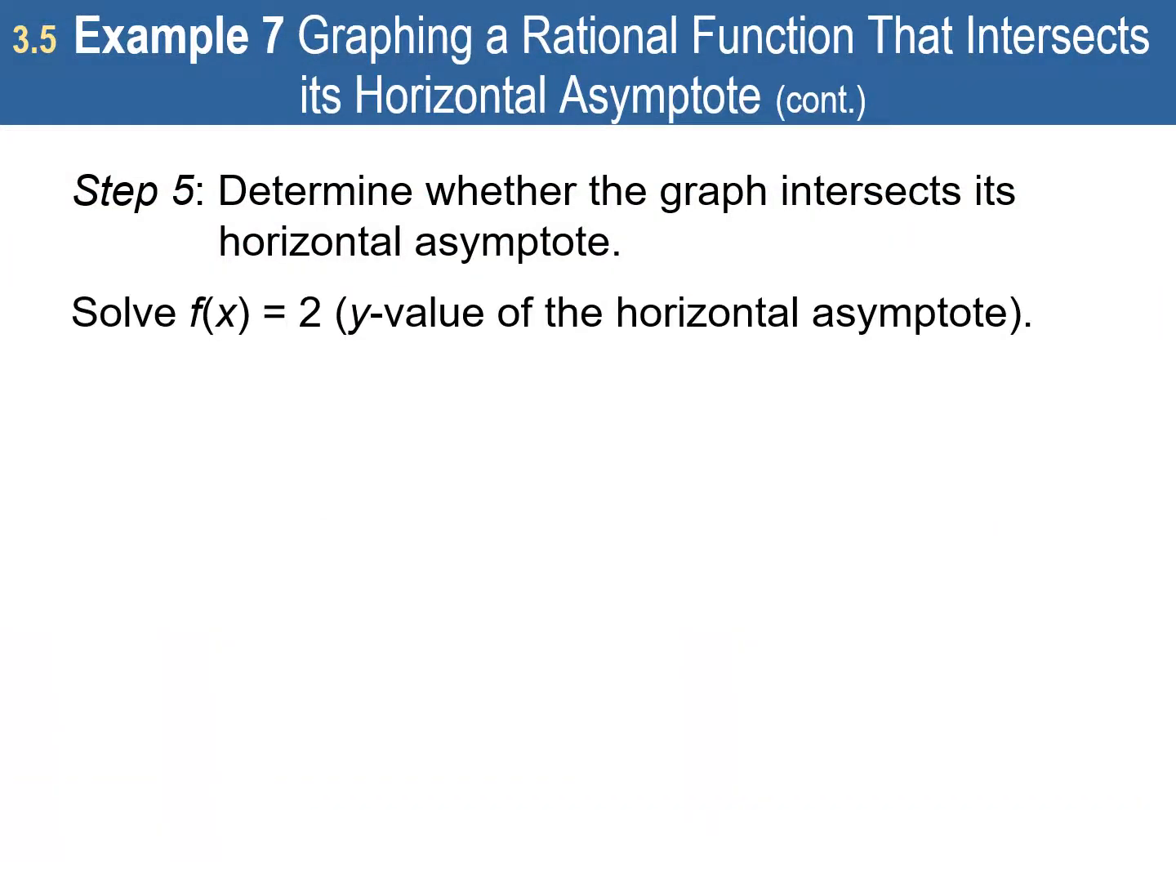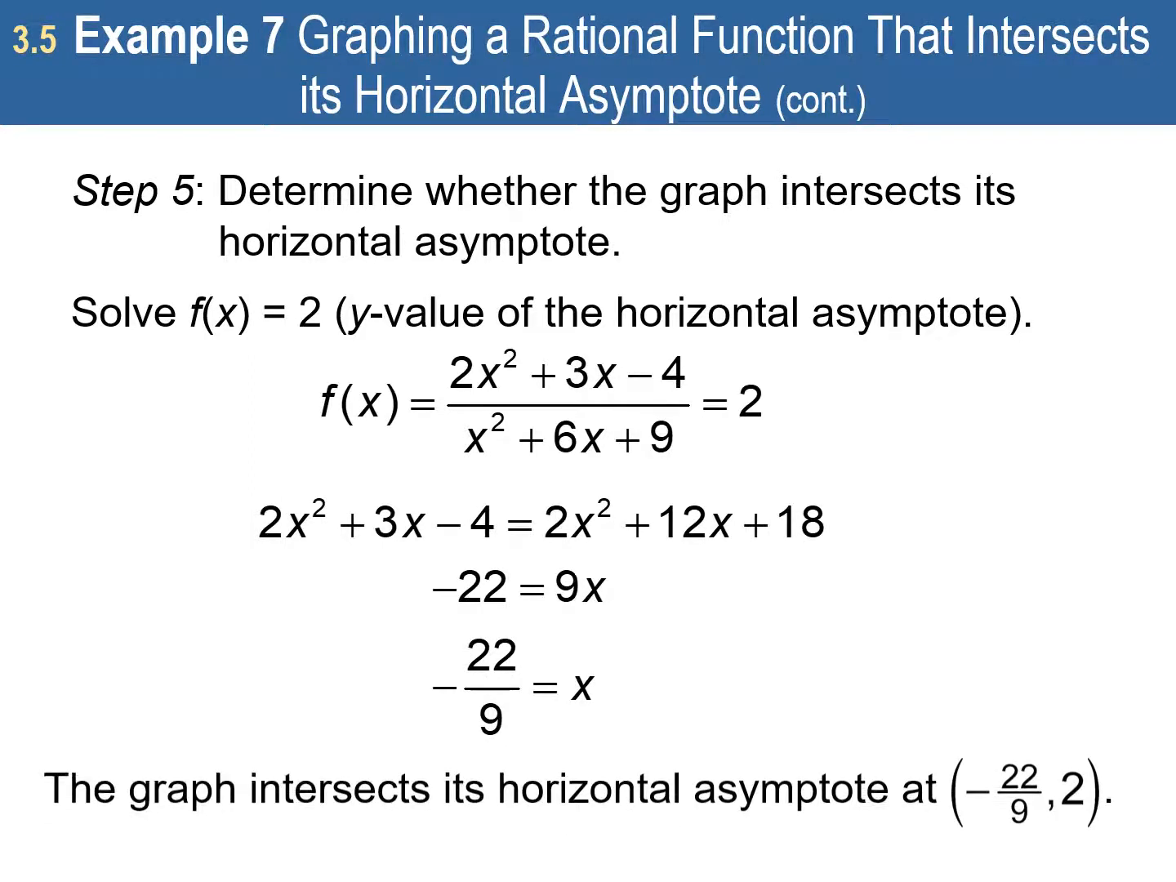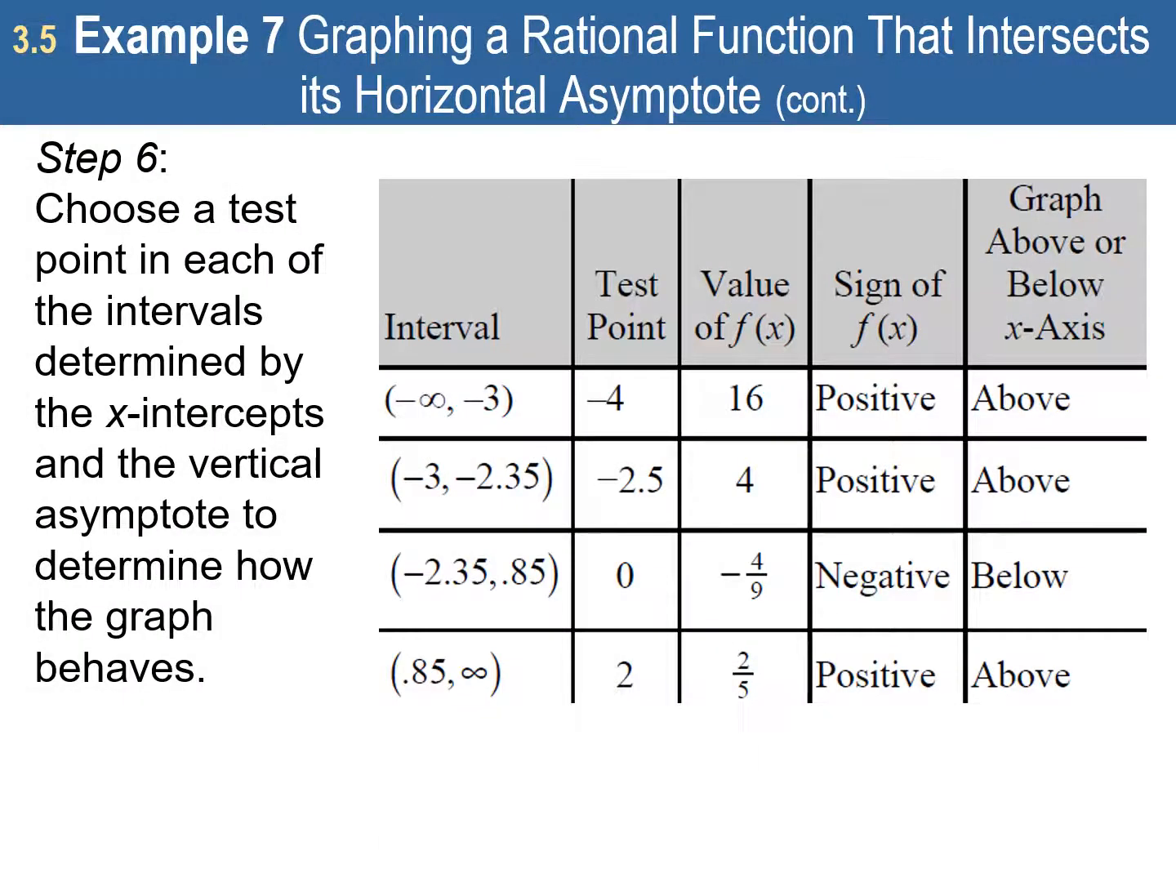So to determine whether it intersects its horizontal asymptote, set f of x equals 2. And we see that the graph does intersect its horizontal asymptote at -22/2. Choose test points in each interval.